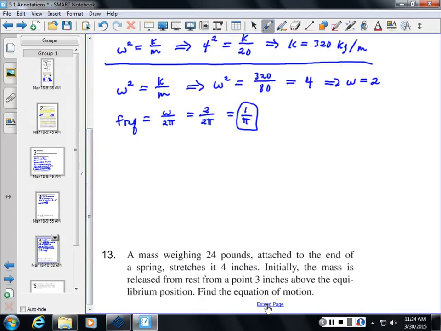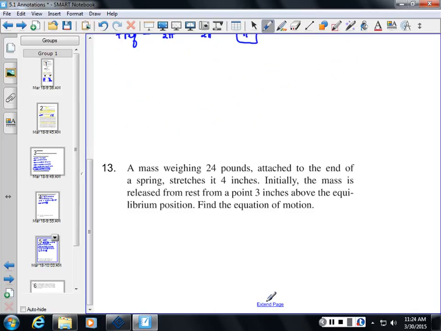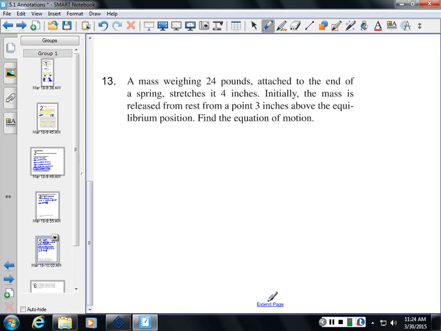Let's look at number 13. Here, a mass weighing 24 pounds attached to the end of a spring stretches it 4 inches. Initially, the mass is released from rest from a point 3 inches above the equilibrium position. Find the equation of motion. Let's start at the beginning. It says that a mass, so here this is M, the weight is 24 pounds. It's attached to a spring that stretches it, and that stretch is little s, but just for simplicity we say that is x. So here it stretches it a distance x units. We say x is equal to 4 inches.